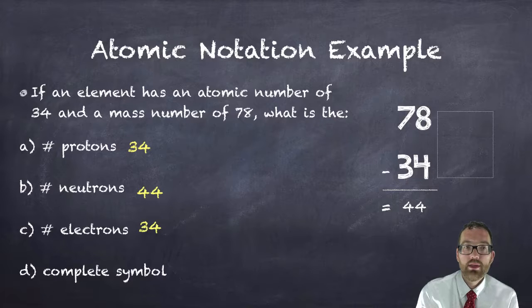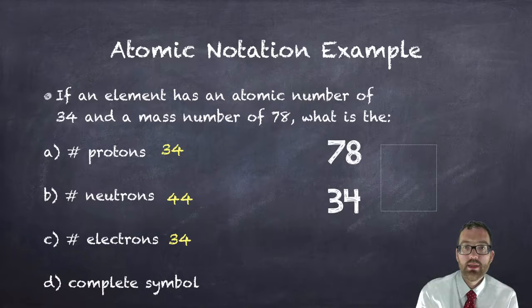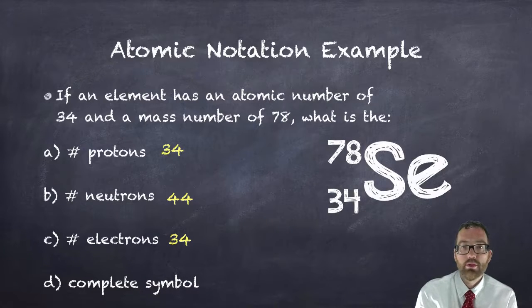So to find the complete symbol, all we need to do is go to our reference table and find out which element has an atomic number of 34. And that is Se, selenium. Very important micronutrient found in things like mushrooms.